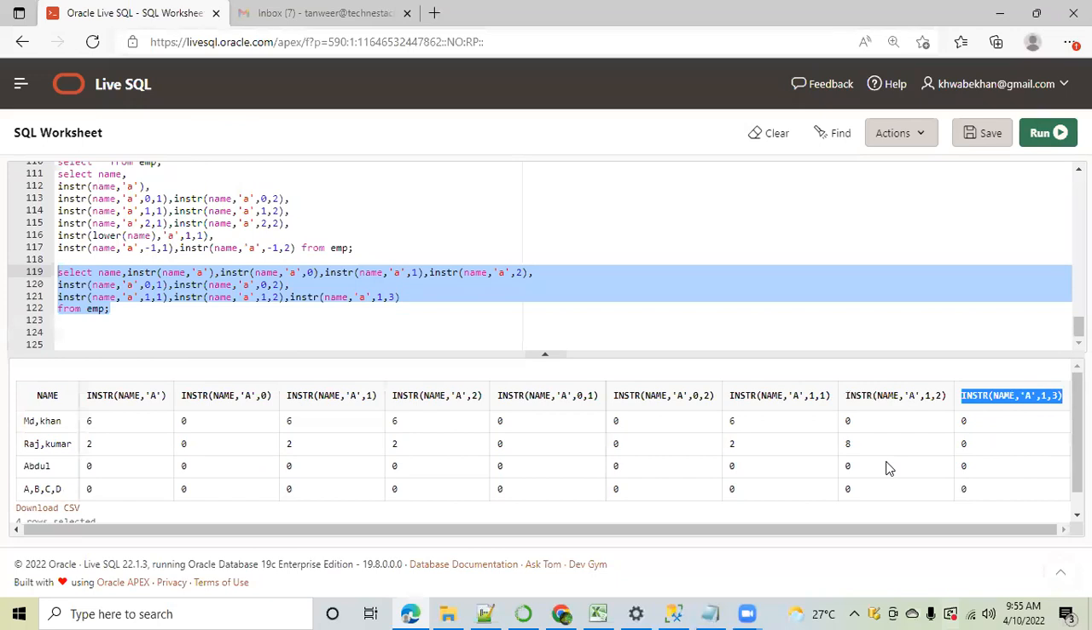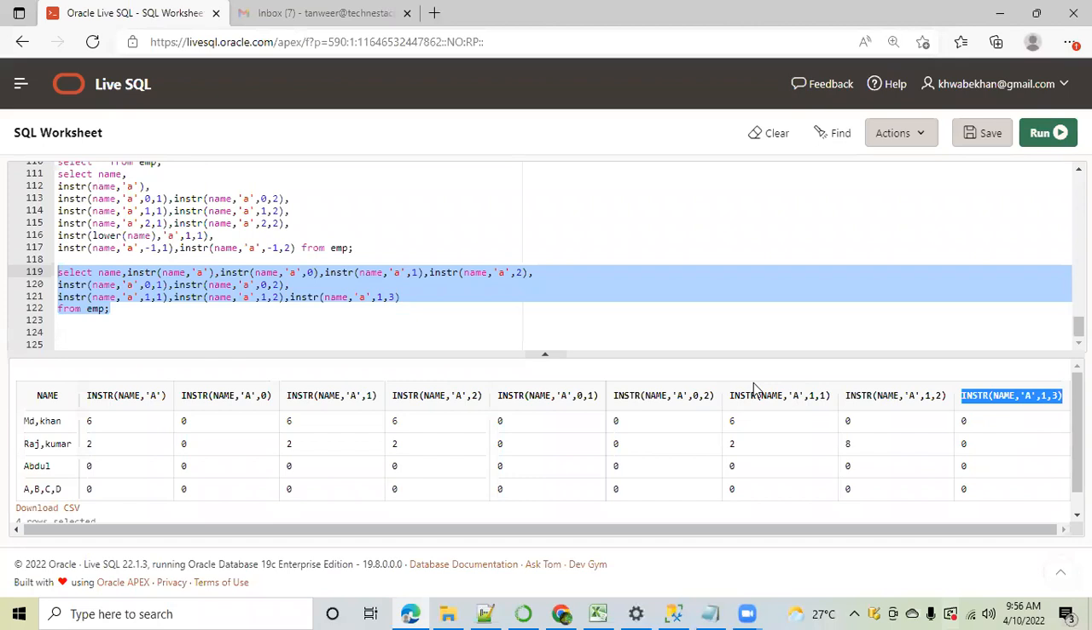Is this clear, these two? Any question on these two, guys? What is this one for? This argument, a comma 1 comma 3. Here I am telling that I want the third occurrence of A. 1 comma 3 means third occurrence of A. 1 comma 2 means second occurrence of A. 1 comma 1 means first occurrence of A.